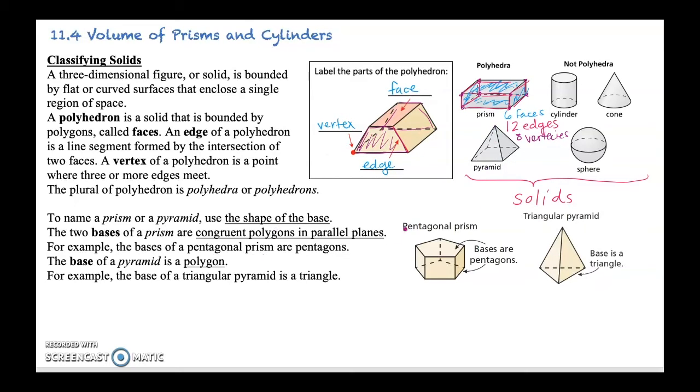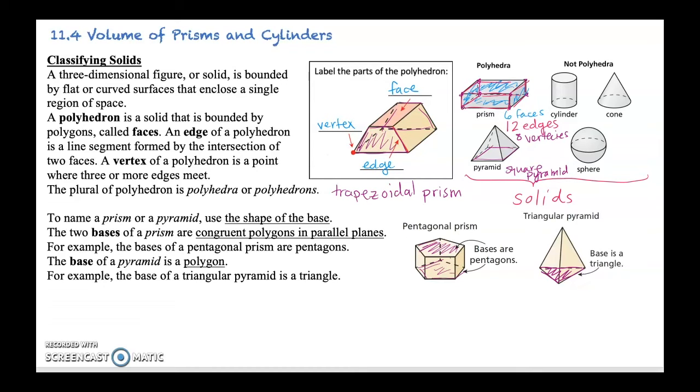So to name a prism or a pyramid, you use the shape of the base. So this one shows us here that both of the bases here are pentagons. So we've got our congruent pentagons here. So this would be a pentagonal prism. And then same kind of thing goes for pyramids. So this base is a triangle here, and then the rest of the faces are also triangles, but base is a triangle, so we'd call this a triangular pyramid. So if I were to look at these other ones, base looks to be a square, so like this would be a square pyramid. And if I were looking at this prism, like I mentioned, the base is a trapezoid, so this would be a trapezoidal prism. So you just name it by whatever the shape of the bases are.